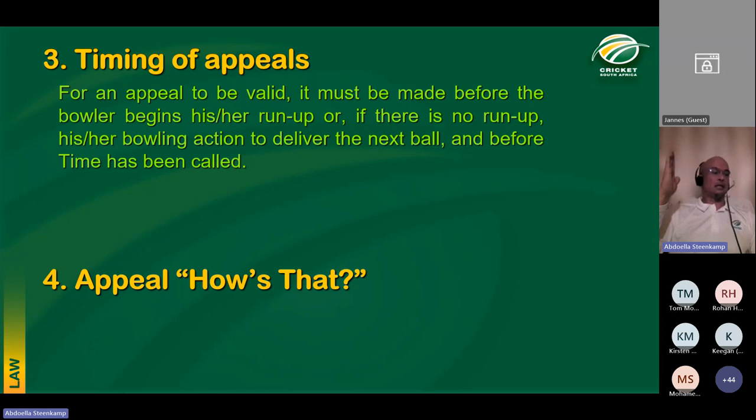So let's say the appeal can still be valid, even if it's the sixth ball of the over, and you've now called over, and you've now moved into your position, that window period is still open. It only closes once the over starts, once that bowler takes his or her first step for the next over. Only then does the window period close.